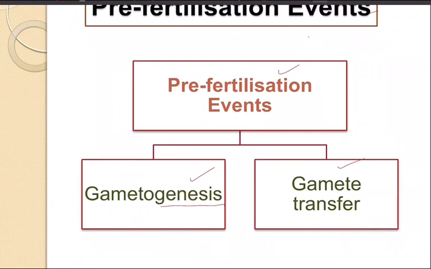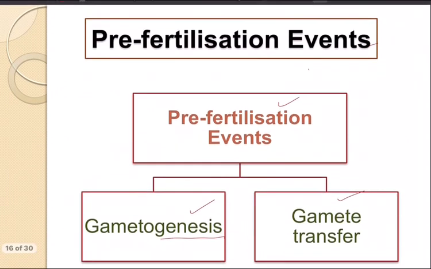So, keeping this in background, we straight away go to the different events that take place during sexual reproduction. In that, as I said, three events mainly. First one is the pre-fertilization event. Second one is the fertilization. Third one is the post-fertilization. So let us discuss the first one, pre-fertilization events.